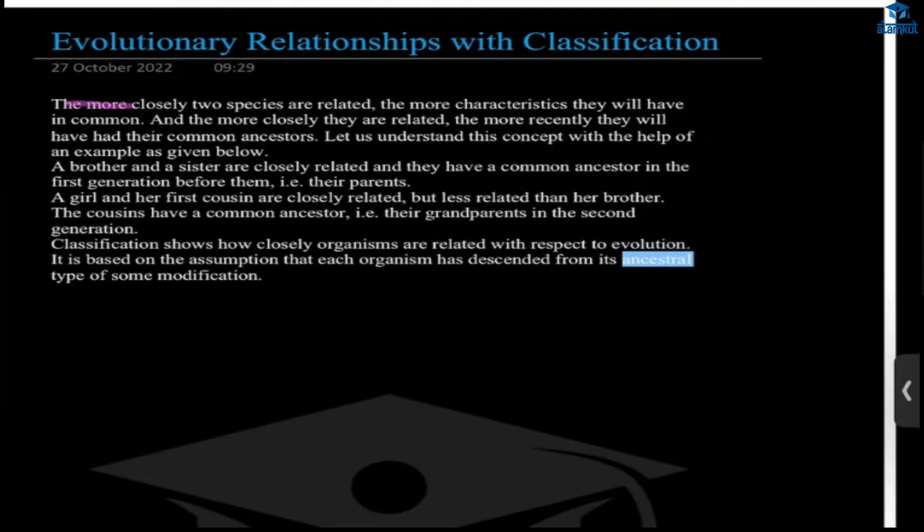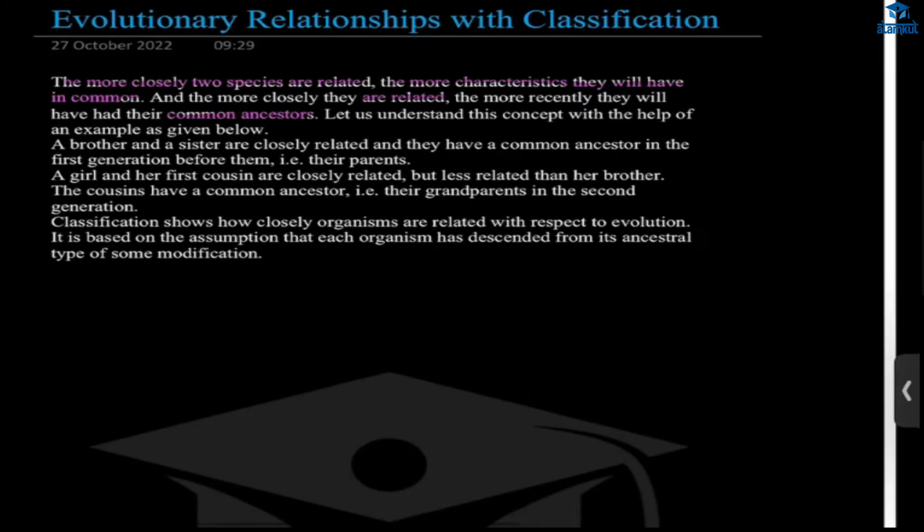Now, evolutionary relationship with classification. The more closely two species are related, the more characteristics they will have in common. And the more closely they are related, the more recent their common ancestor. We can understand this like this: a brother or sister are closely related and they have a common ancestor. What is that? Their parents.